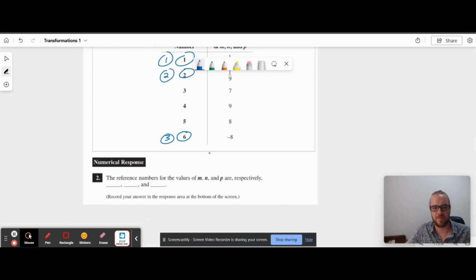And so putting m, n, and p in respectively, it's going to be reference 1, 2, and 6, meaning that we're writing in the function where we're doing that mapping notation by a 7th, then by a 9th for y, and finally moving it 8 units down.